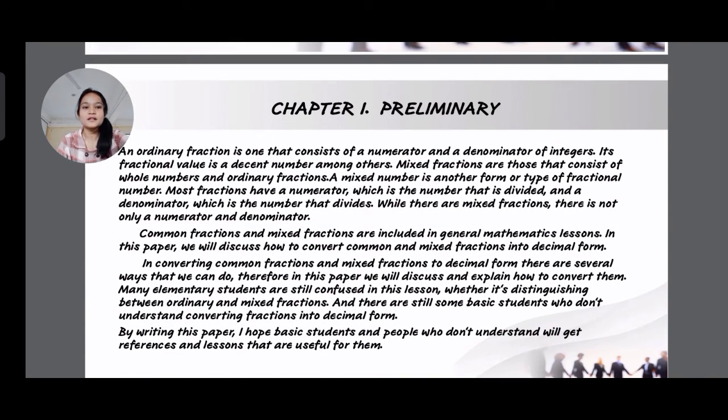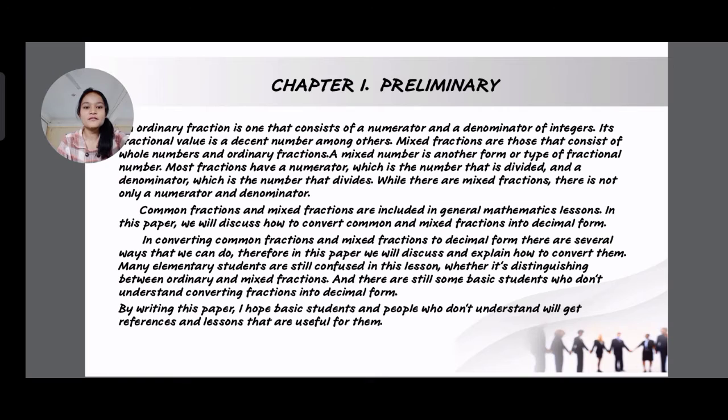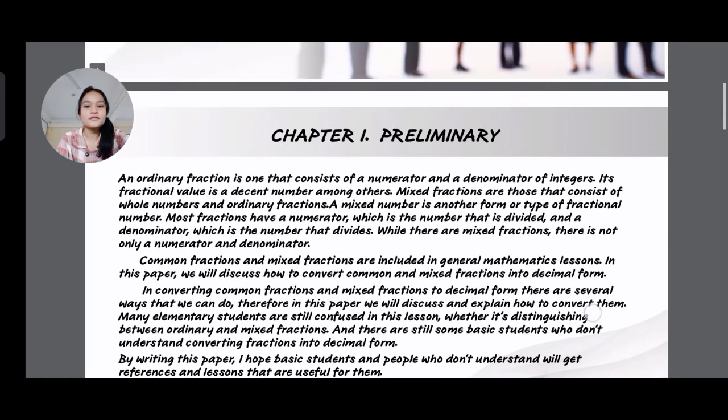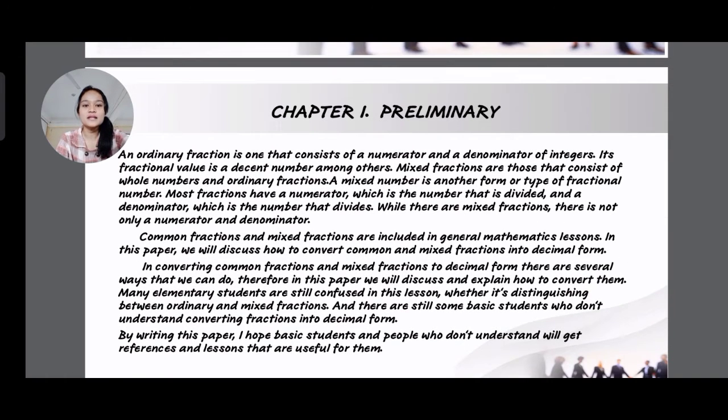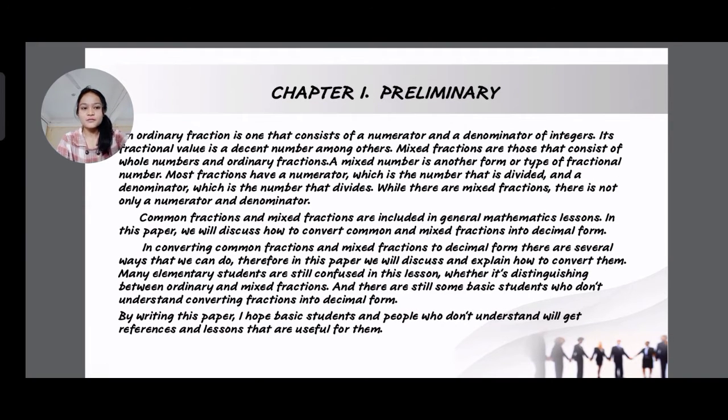Chapter 1, Preliminary. An ordinary fraction is one that consists of a numerator and a denominator of integers. Its fractional value is a decimal number, among others. Mixed fractions are those that consist of whole numbers and ordinary fractions. A mixed number is another form or type of fractional number.